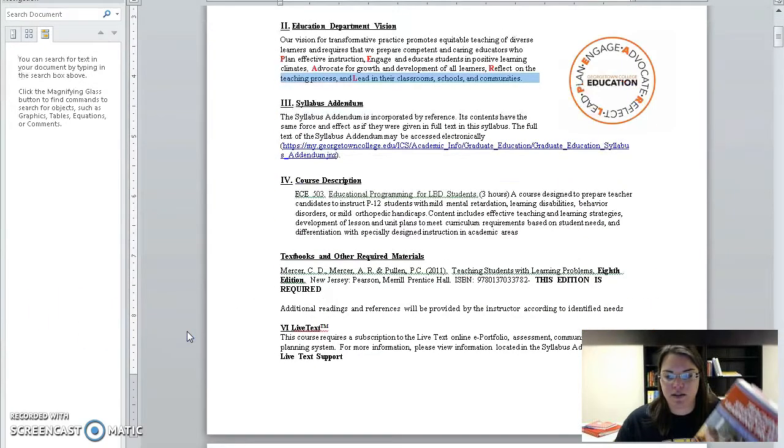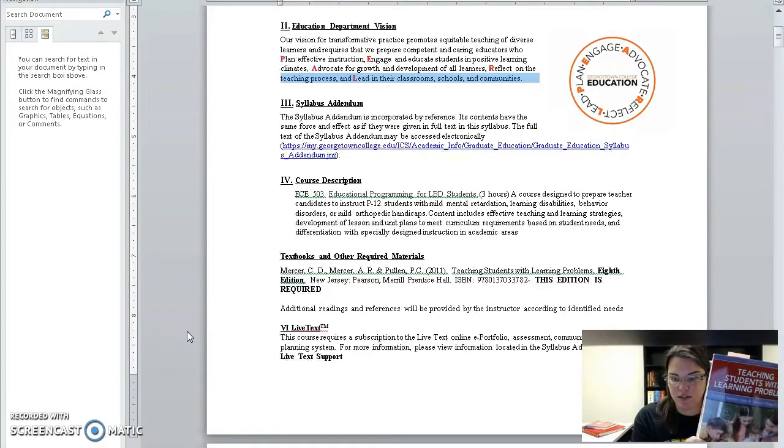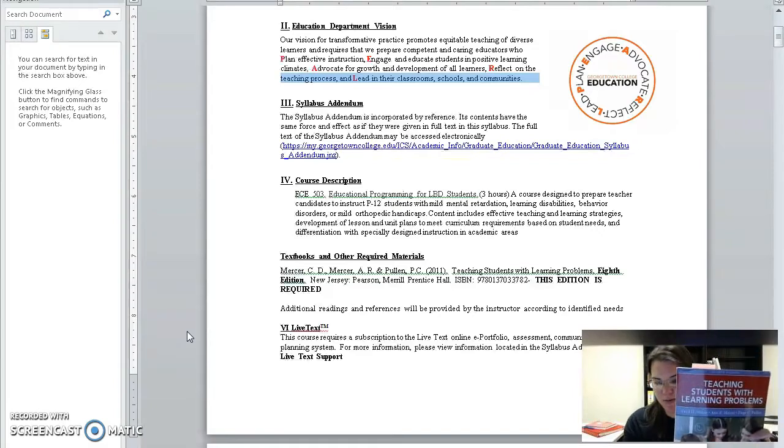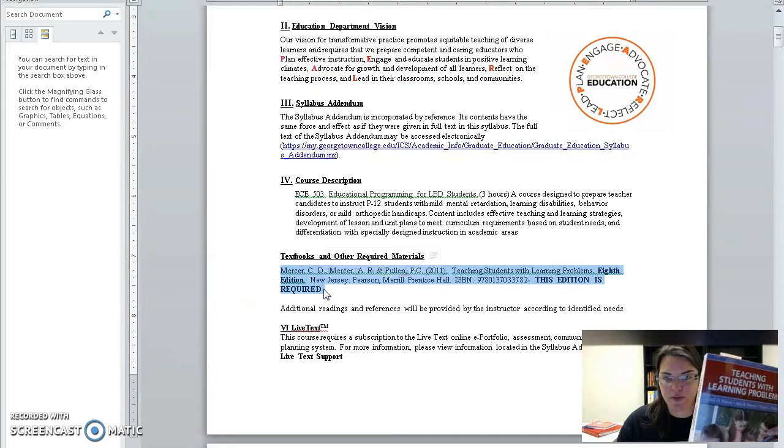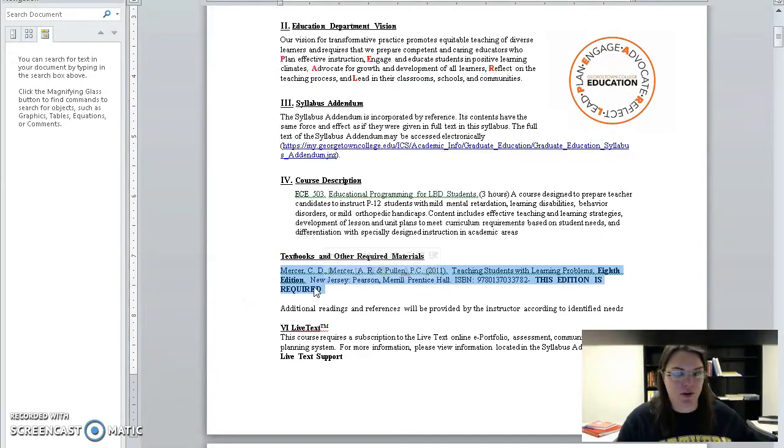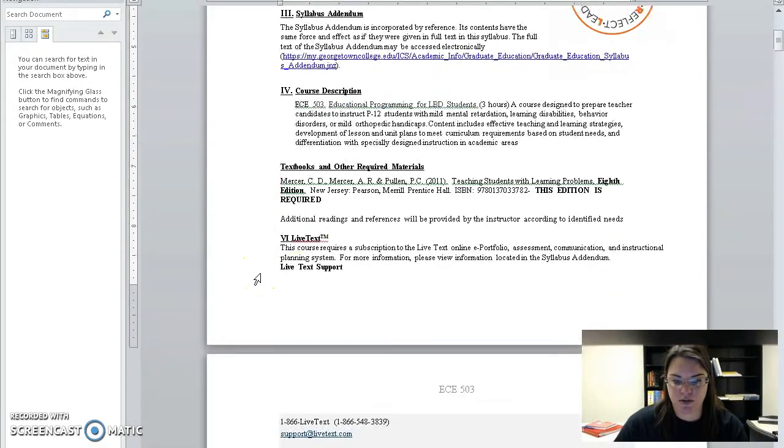The textbook you need this semester looks like this: Teaching Students with Learning Problems. There you go. It's right here. If you haven't ordered it yet, make sure you get on and order it quickly because our assignments are going to begin right away reading the chapters. It is required that you read the chapters. So when I look through the discussion board, it's going to be pretty obvious to me if you have a full understanding or not of your chapter. So make sure you do that.